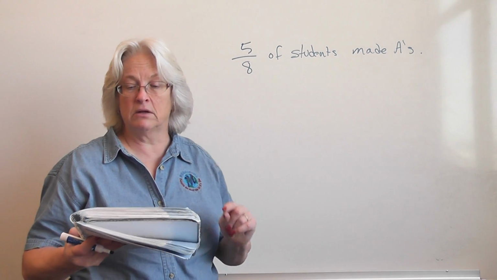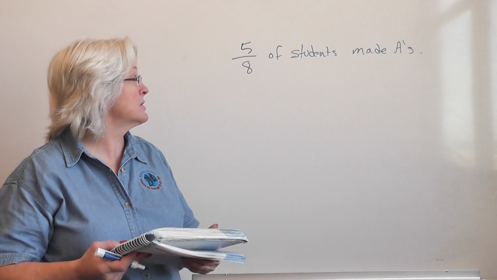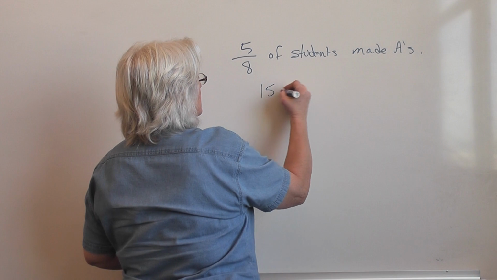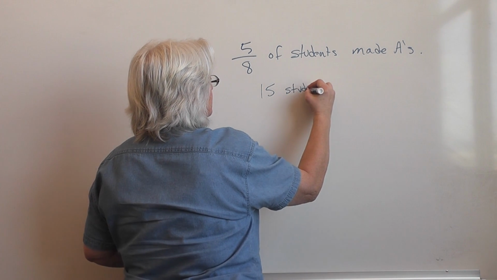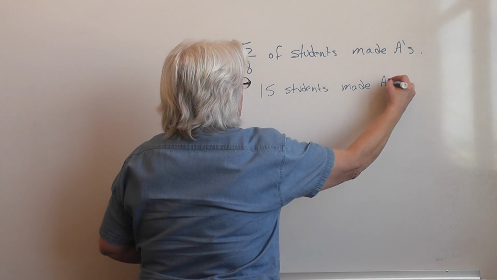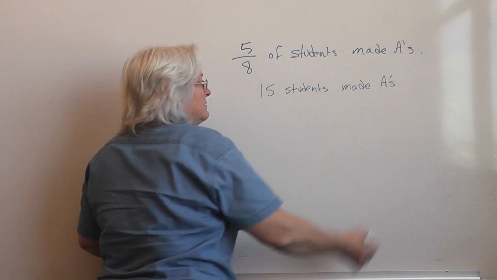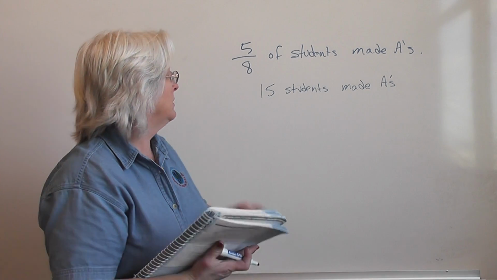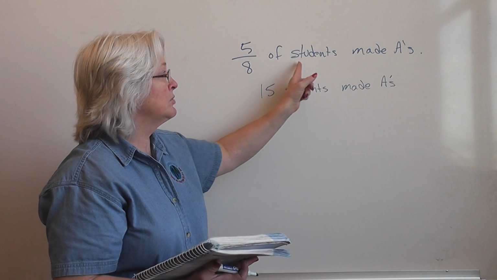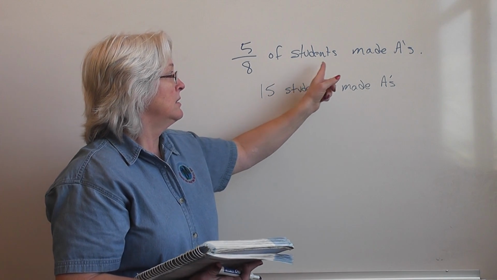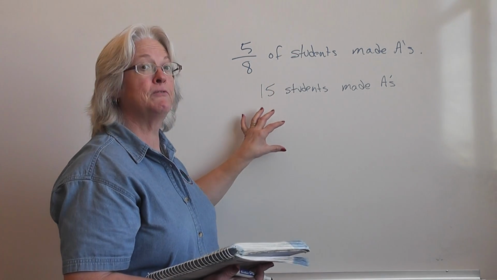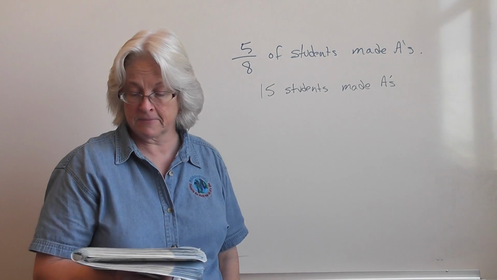Now, he counted a total of 15 students who made A's. So 15 students made A's. Now what else do we know? So we know that whatever the total number, 5/8 of the total number of students made A's, so that would be 5/8 of the total. It's going to be 15 students, isn't it?